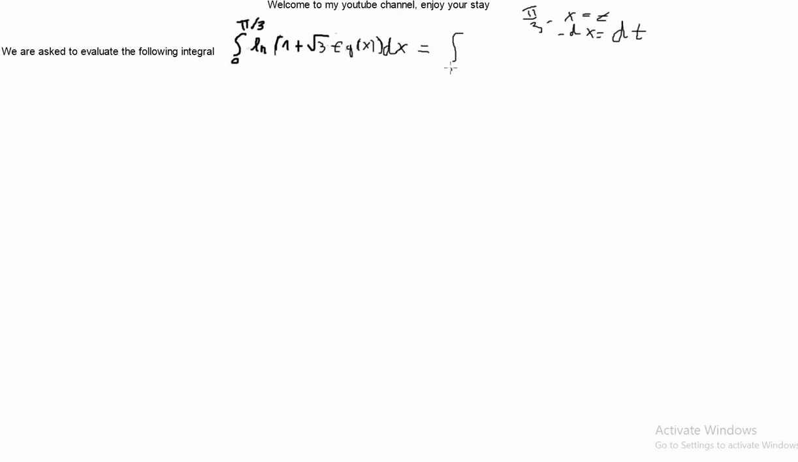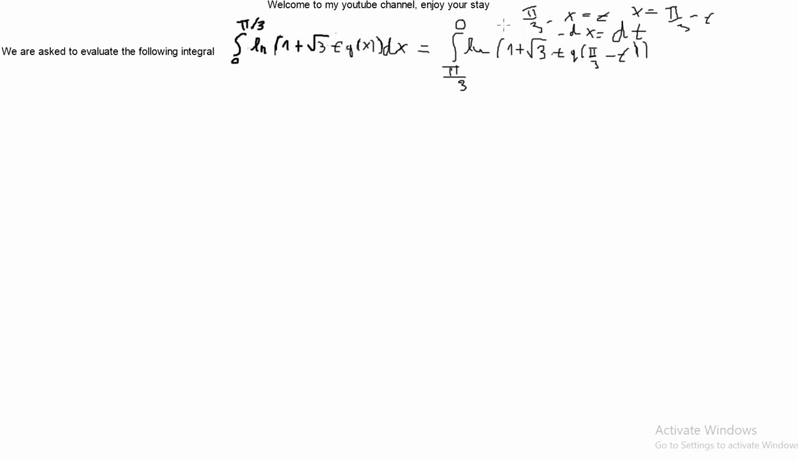Okay, so we get pi over 3 here, and we get 0 here, as we said. Ln of 1 plus square root of 3 times what? We can solve this for x. We flip that on the right side, we get t on the left side, so x equals pi over 3 minus t, tangent of pi over 3 minus t.